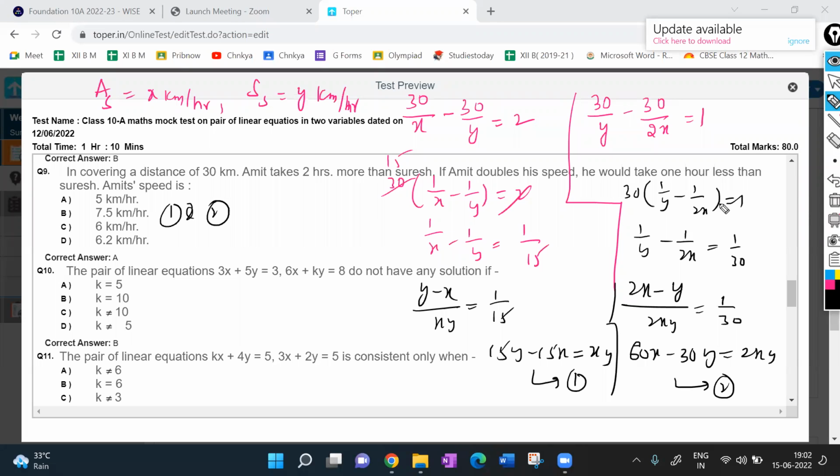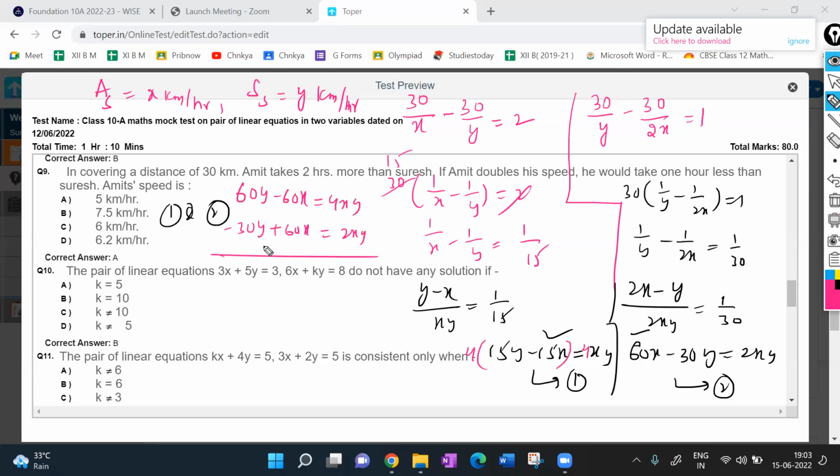So if I solve these two equations, how can I solve this? Here I have 15x, here I have 60. So the first equation I need to multiply by 4 on both sides so that it tallies. What do you do? 4 times, so 60y minus 60x is equal to 4xy. And the second: minus 30y plus 60x is equal to 2xy.